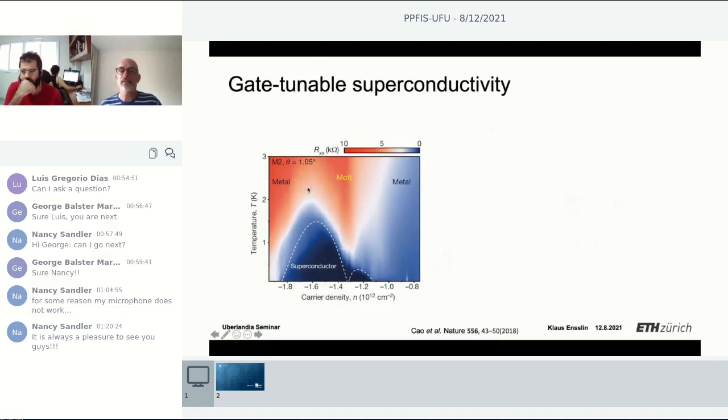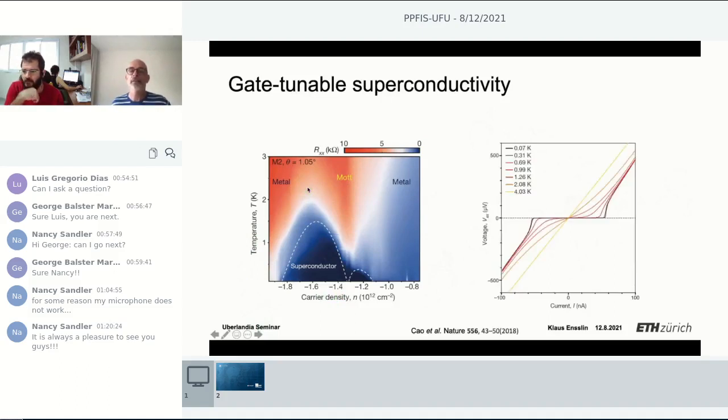Now, this is our data. This is basically the current voltage through the system. And you see for low enough temperatures, you see this step-like behavior, which means you get a current for zero voltage, that's superconductivity, and that starts disappearing once you raise the temperature or the current.